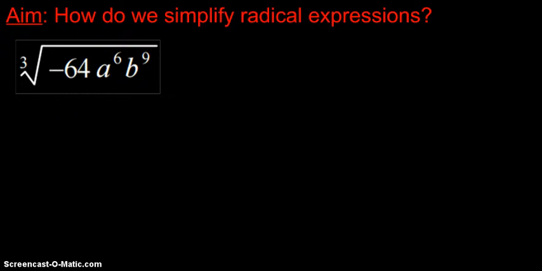Okay, like we just said, we can keep the a's into these easier. Every 3 a's is an a, so this will be a squared. Every 3 b's is a b, so that's b to the 3rd. And what is the prime factorization of negative 64?